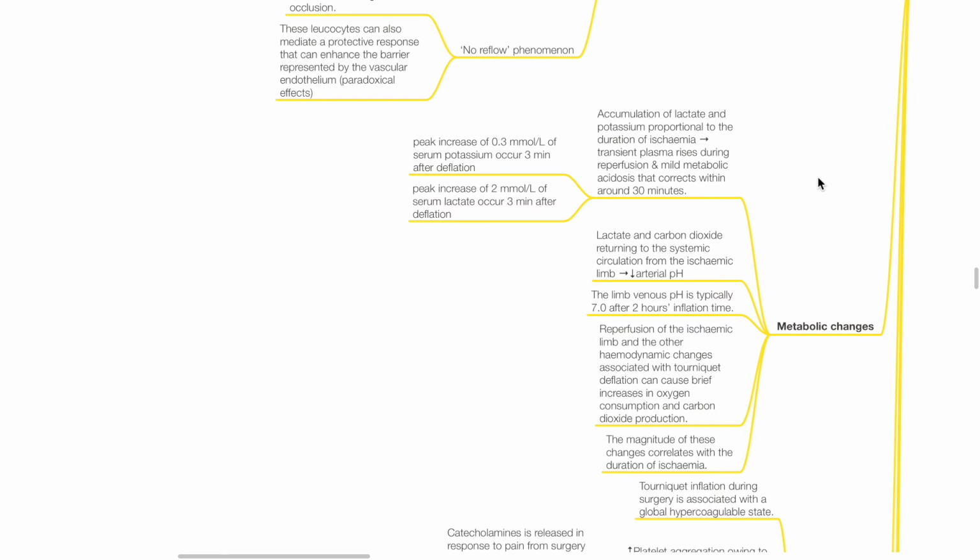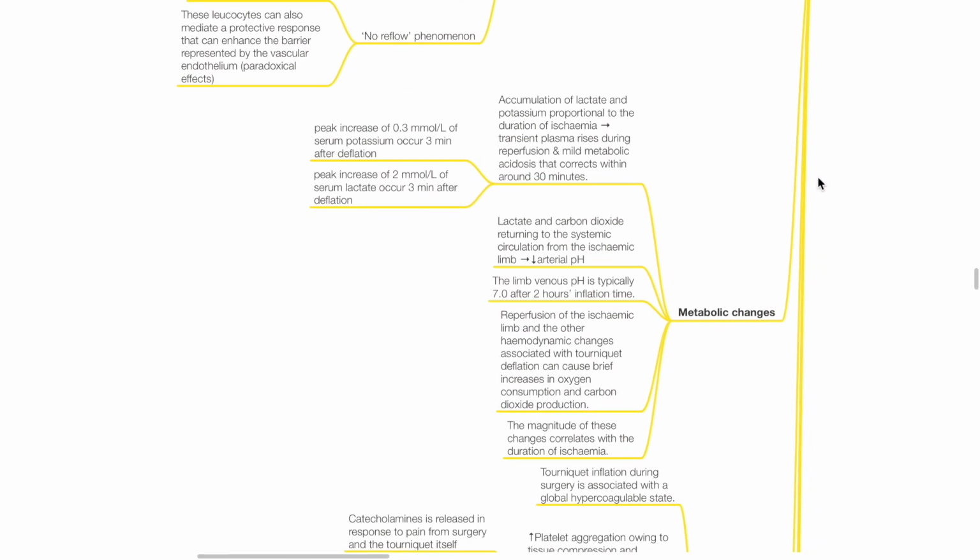lactate and potassium during reperfusion and mild metabolic acidosis that corrects within around 30 minutes. Peak increase of 0.3 millimole per liter of serum potassium occurs within 3 minutes after deflation, and peak increase of 2 millimoles per liter of serum lactate occurs 3 minutes after deflation. Lactate and carbon dioxide returning to the systemic circulation from the ischemic limb reduces arterial pH. The limb venous pH is typically 7.0 after 2 hours of inflation time.